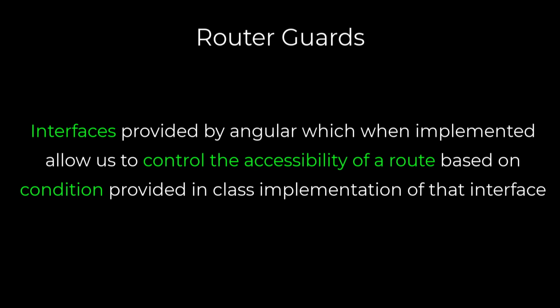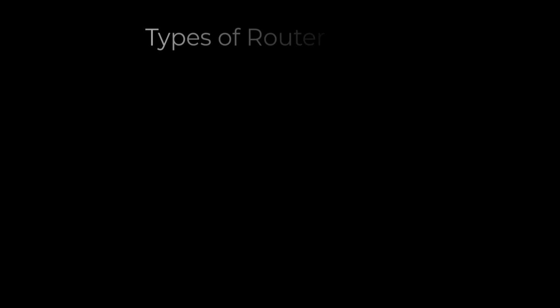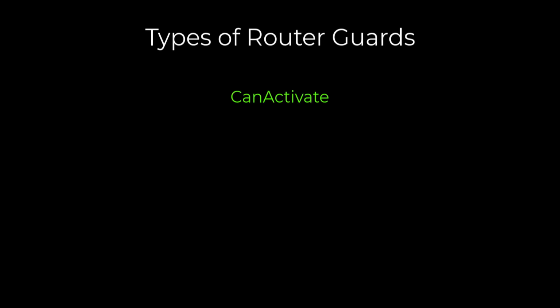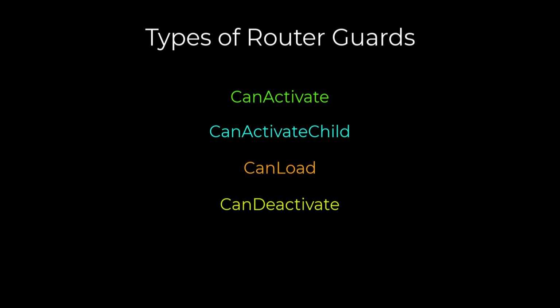For example, sometimes you want users to navigate based on some specific condition, such as whether the user is logged in or not. We can use route guards for that purpose. There are 5 different types of guards: CanActivate, CanActivateChild, CanLoad, CanDeactivate, and Resolve. I'm going to explain all these using an example.